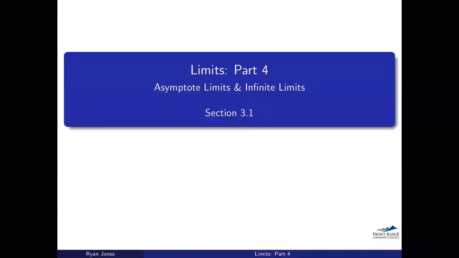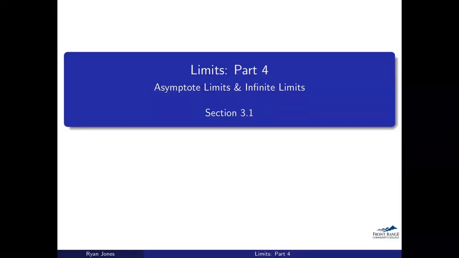Alrighty, let's go ahead and finish up our long four-part lecture on limits. Today we're going to be talking about two types of limits, asymptote limits and infinite limits. Something that can get a little confusing is the names that some other people use to describe asymptote limits. Sometimes they call them limits at infinity or even infinite limits.